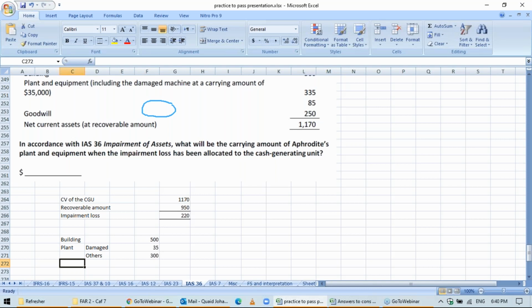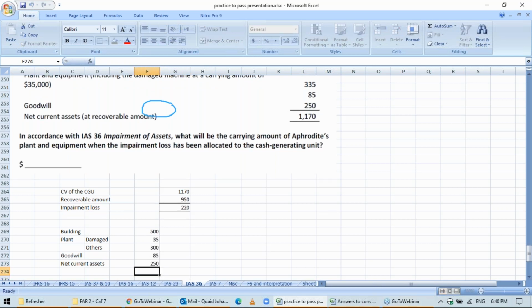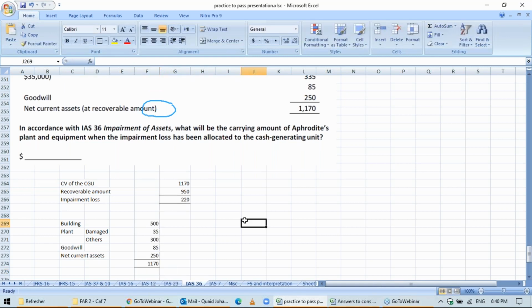Okay, then it's goodwill, and then it's net current assets. So goodwill amounts to 85,000 and the net current assets are 250,000, right? And all of these total how much? 1170. Please follow the sequence that I use.